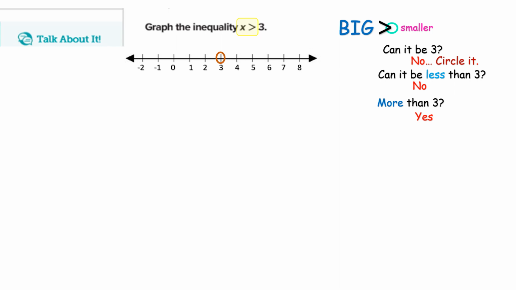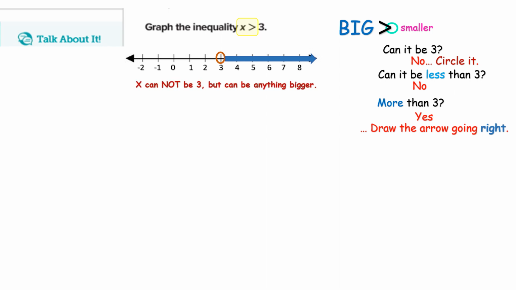Now, this is a number line. Notice there are arrows beginning and ending on the number line because numbers go on forever and ever and ever. So when I shade in my arrow going to the right, that would include all numbers greater than 3. All right? So if x cannot be 3, it can be anything larger or bigger than 3. That's what the inequality is telling me.